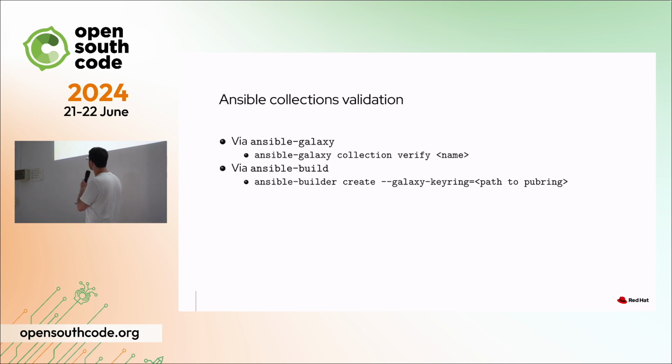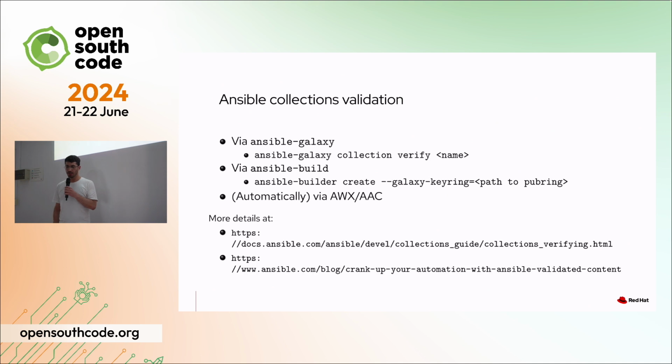The only difference is that you are going to add the --galaxy-keyring option and obviously pass a keyring. And that's enough to ensure that Ansible Builder will check that all the collections are properly signed by at least one key in that keyring. But also, it's possible to do it automatically on AWX or Ansible Automation Controller at the execution step, with the usual links as well.